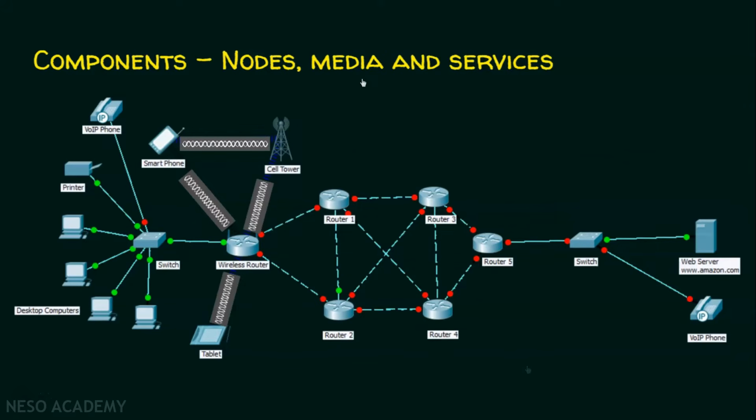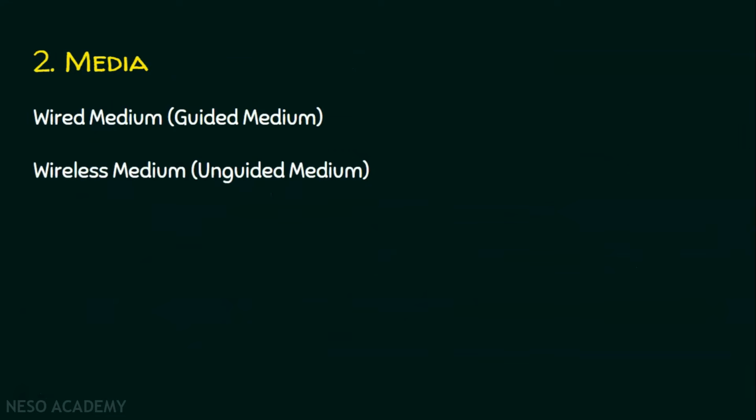Now we will move on to the media. Media is also called the link. We know very well that a link is going to carry the data from one side to the other. This link or this media can be a wired medium or a wireless medium. Some authors refer to wired medium as guided medium and wireless medium as unguided medium.